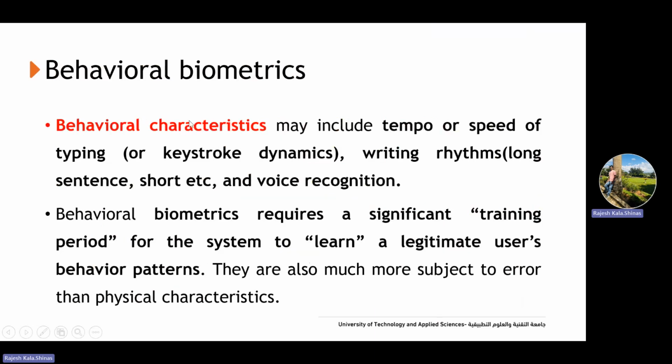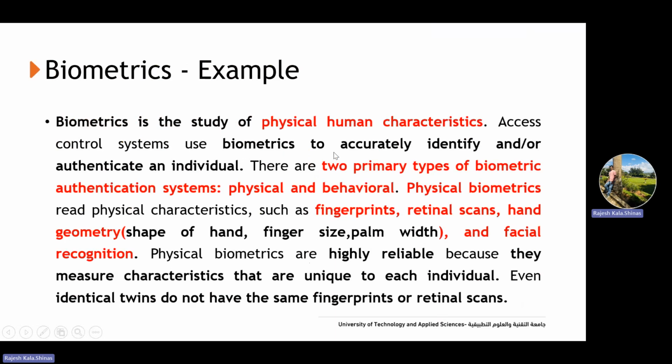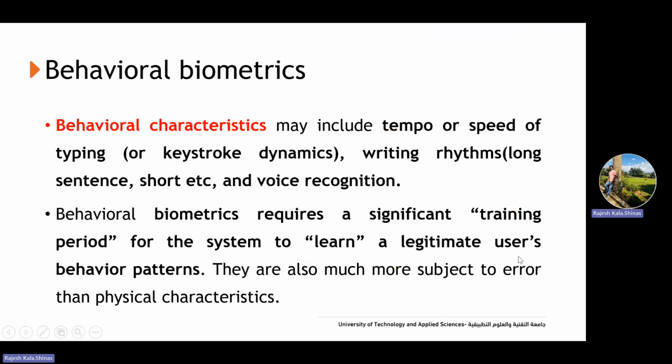Another one is behavioral characteristics. So biometrics have two types: physical or behavioral. Physical was already discussed. Behavioral depends on the tempo or speed of typing, how a person is typing. Based on the speed of typing, you can identify and authenticate a person.